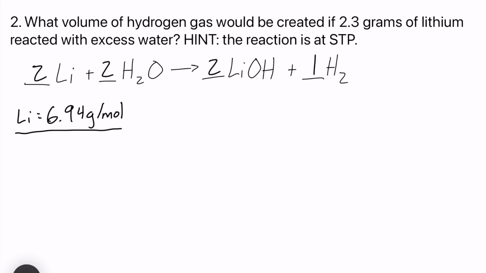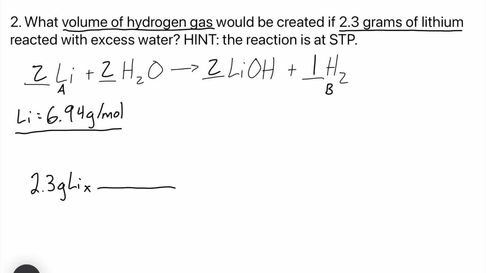So in the question, it looks like we are given 2.3 grams of lithium, and we are trying to find volume of hydrogen gas. So lithium is going to be my A substance, and hydrogen gas is my B substance. So I'm going to start with what I know. I know from the question 2.3 grams of lithium with a times sign line. So my first conversion is to go from mass of lithium to moles of lithium. So that's where we're going to use our molar mass. We have to divide by our molar mass.